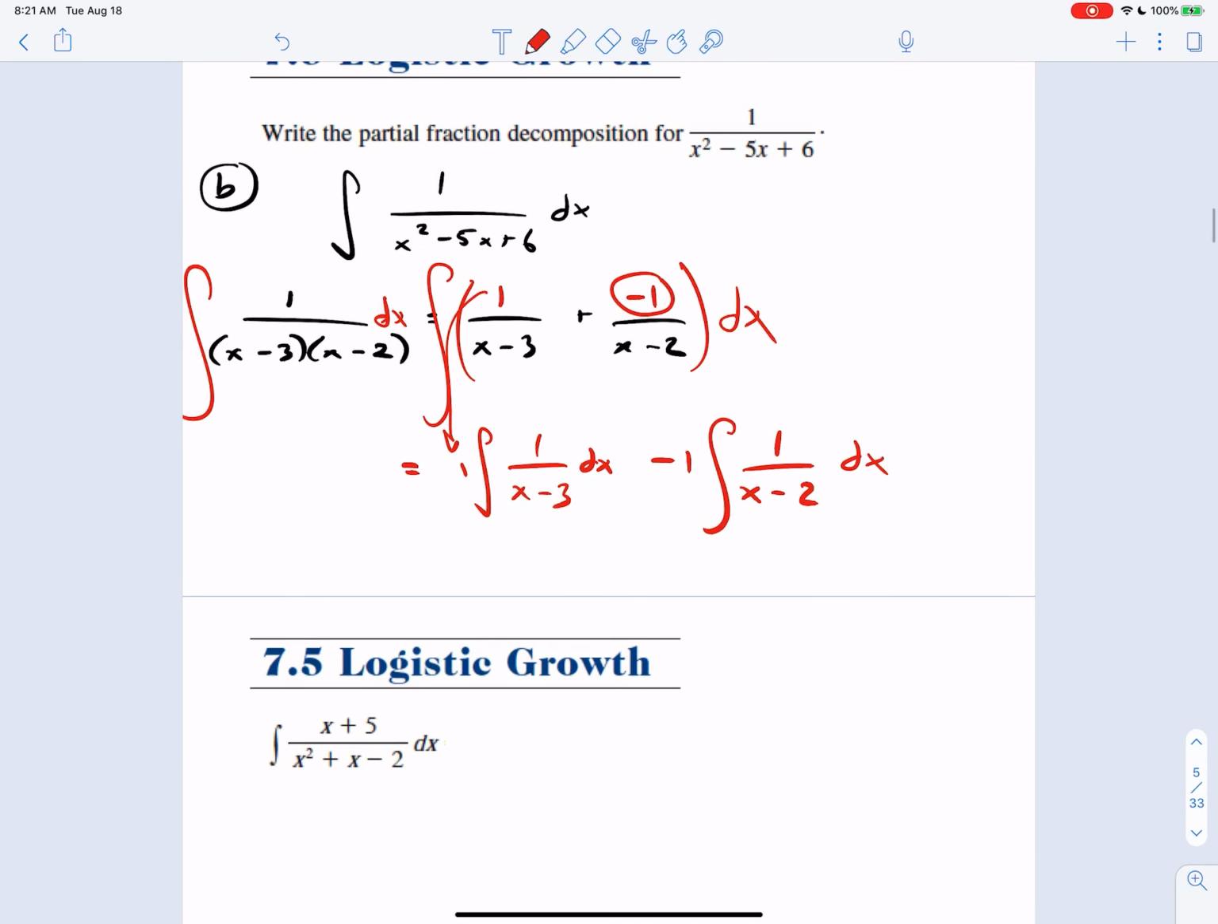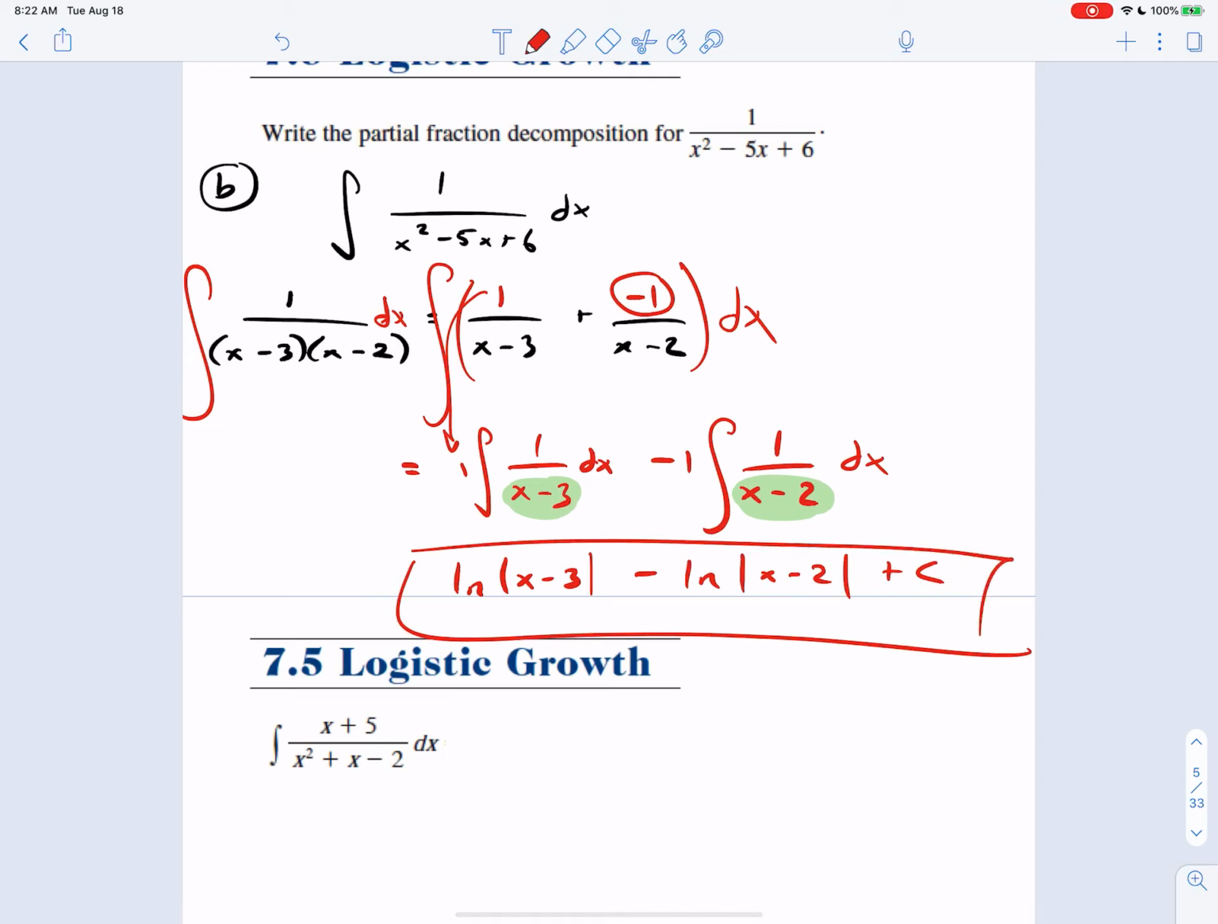The integral of that is just going to be the natural log of the absolute value of x minus 3. There's really no coefficient that's going to go on the outside because the derivative of x minus 3 is just 1, and the reciprocal of 1 is just 1 here, okay? Same thing over here. So you're just going to be left with the natural log of the absolute value of x minus 3 minus the natural log of the absolute value of x minus 2. Don't forget your plus c, and that's it.